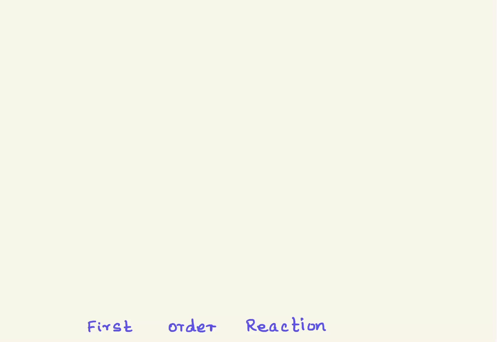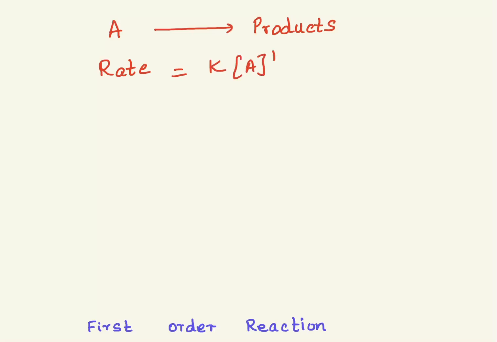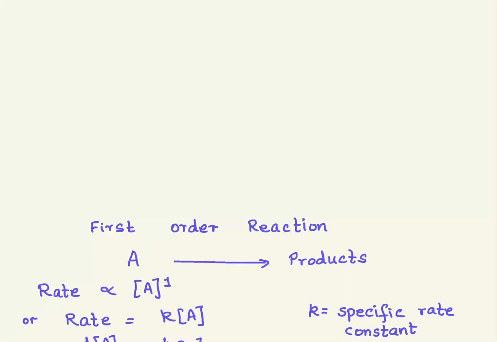First order reaction. And what were first order reactions? That means A changing to products. And what is the rate of this reaction? Rate is equal to k[A] to the power of 1, right? That means it varied as the first power of the concentration of the reactant. This is the simplest case I'm taking. So let's get going and talk about the first order reaction.